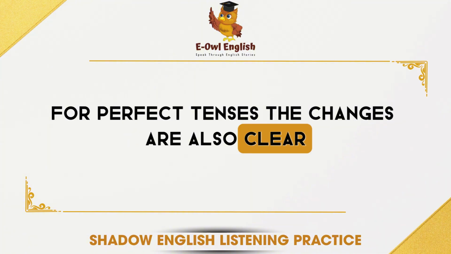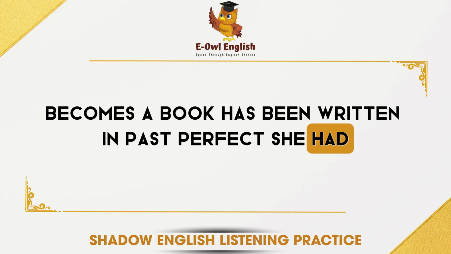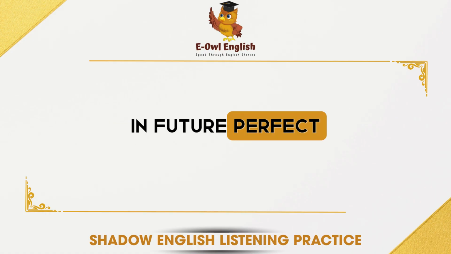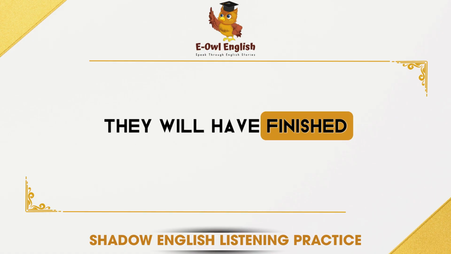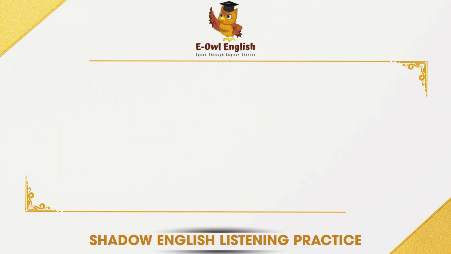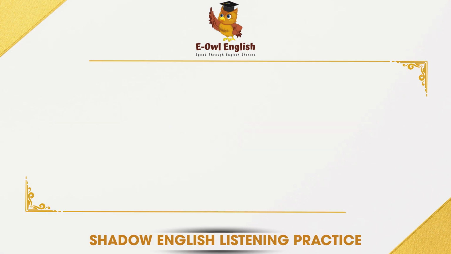For perfect tenses, the changes are also clear. He has written a book becomes a book has been written. In the past perfect, she had cooked dinner turns into dinner had been cooked. In future perfect, they will have finished the work becomes the work will have been finished. The helping verb been always stays with perfect tenses in passive voice.